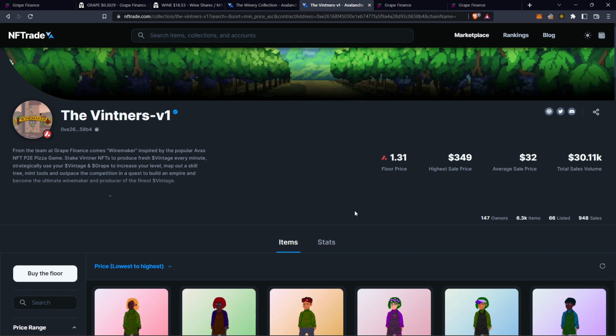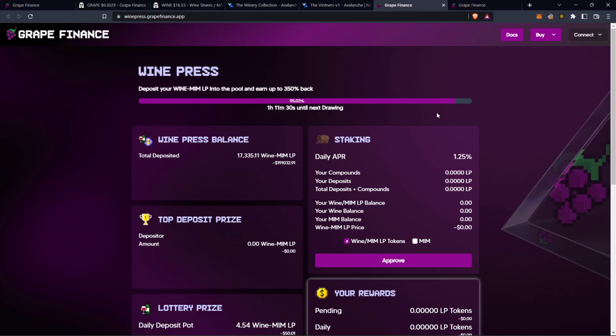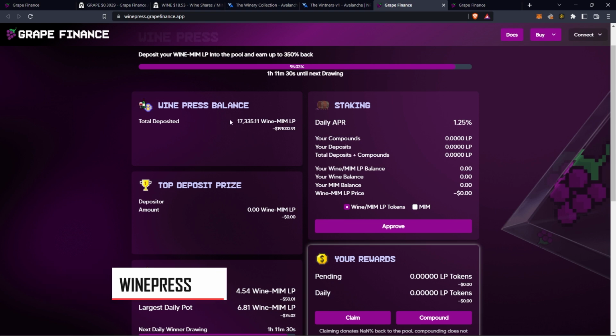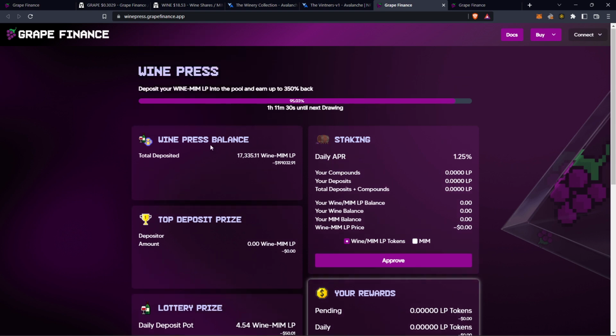Let's now move on to the apps of Grape Finance. The first one would be my personal favorite, of course, the WinePress. WinePress has been very successful since its launch. The total deposited LPs is sitting at 17,335 Wine Meme LP tokens. The total deposits has almost increased 2,000 Wine Meme LP tokens since I last made the recap video, which was only 4 days ago. So you can see how much people are liking the WinePress.